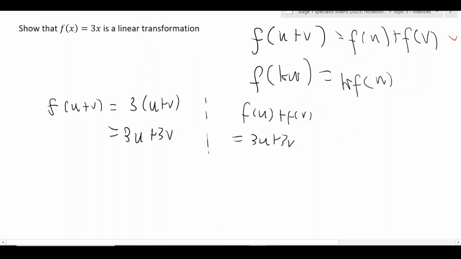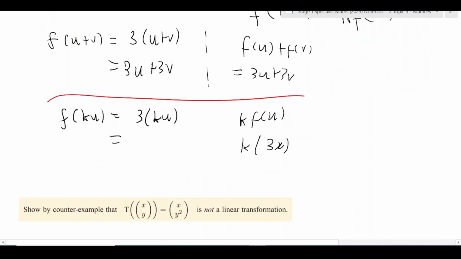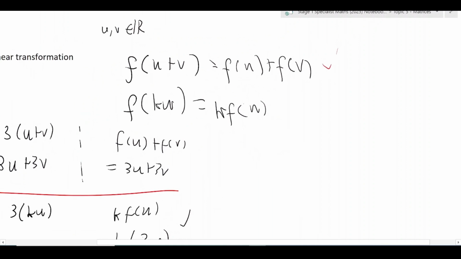Now to get my next condition, what we've got to look at is f of ku is going to be 3 times ku, which we'll write as k. I'm happy to leave it like that actually. And then k of fu is going to be k of 3u, which is going to be 3ku again. So yep, this second condition is true. Therefore, f is a linear function.